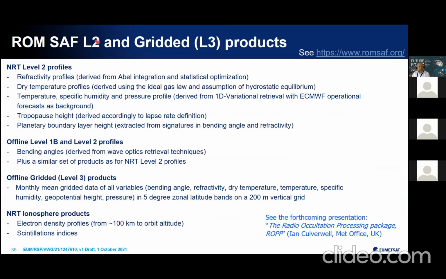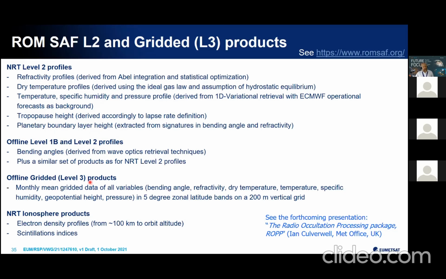For the level 2 and level 3 products, these products are generated by the Radio Occultation Meteorology Satellite Application Facility group, which is led by the Danish Meteorological Institute. They are providing near real-time level 2 atmospheric profiles: refractivity profiles, dry temperature profiles, temperature, specific humidity and pressure profiles. They also provide the tropopause height and the planetary boundary layer height. Offline, they also provide bending angles, level 1B, and reprocessed level 2 profiles.